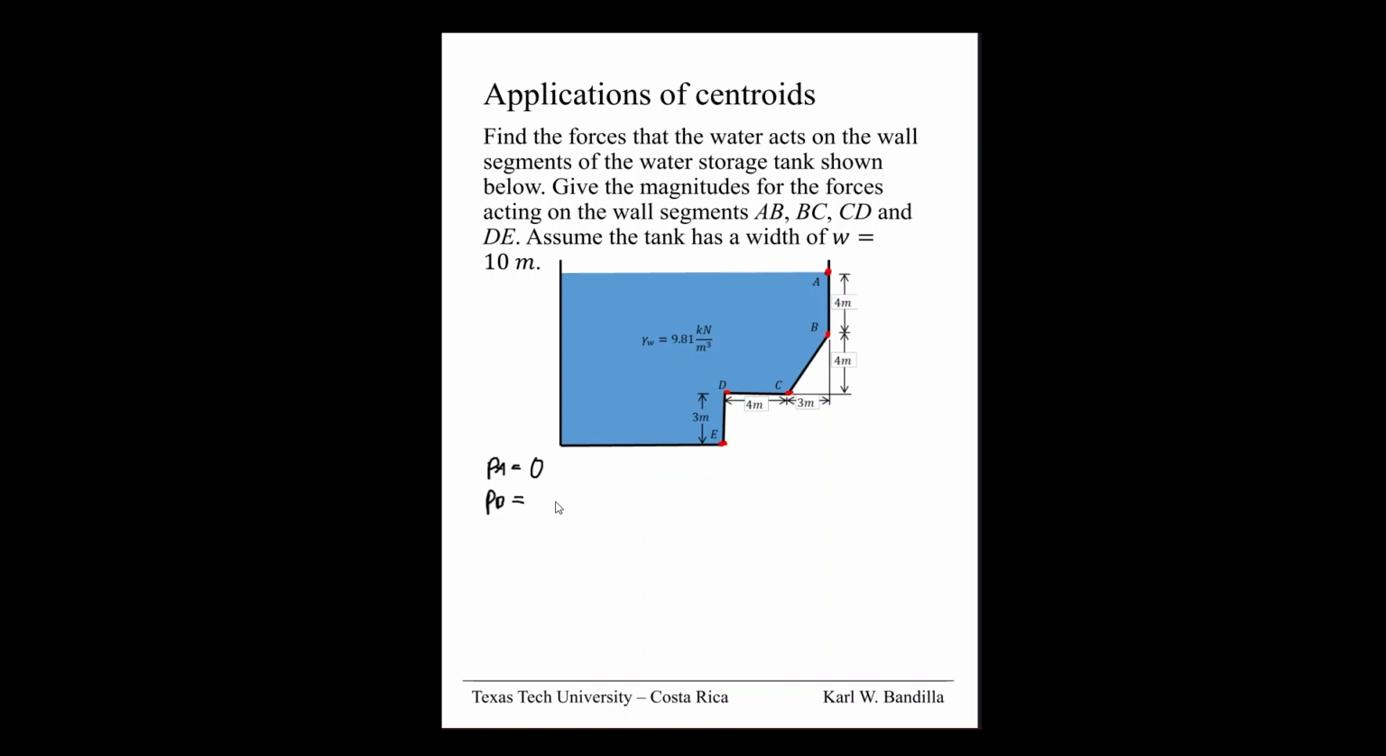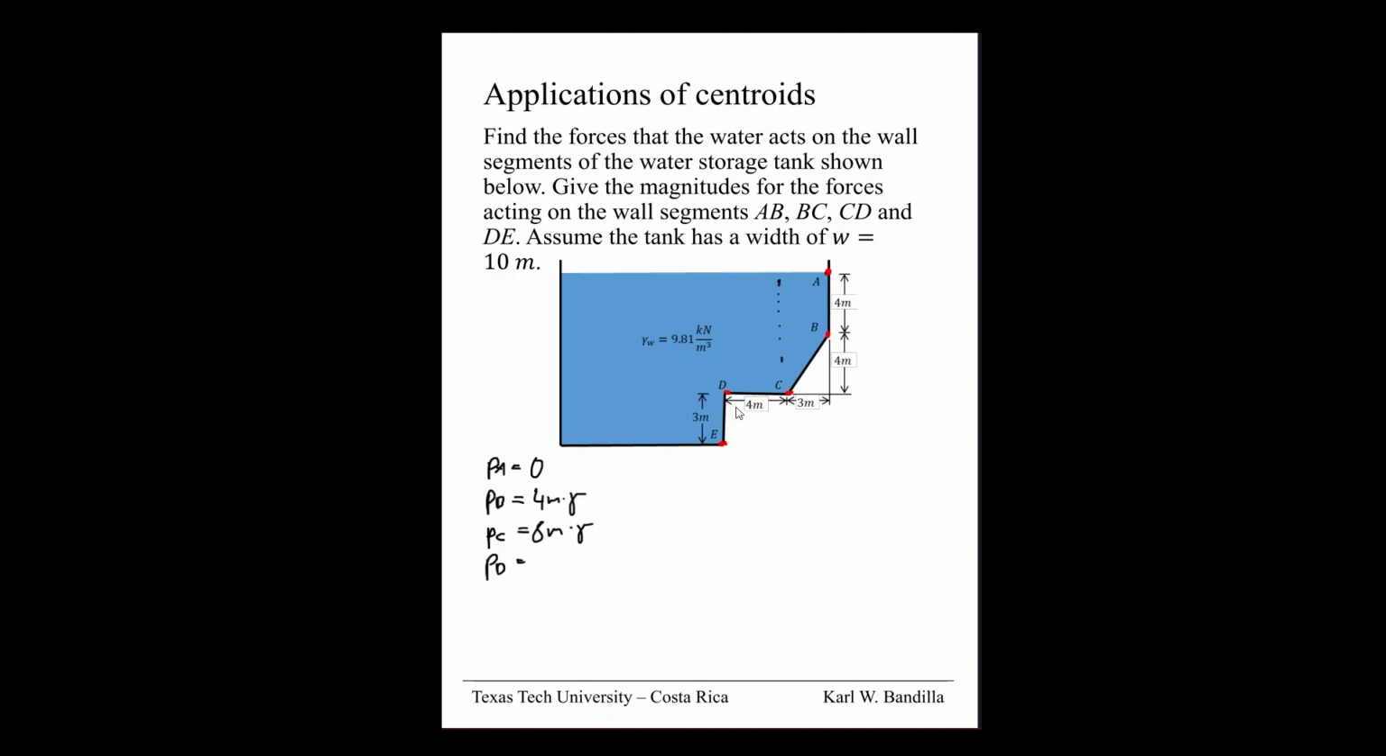PB, now I'm 4 meters deep, so it'll be 4 meters times gamma. Maybe we'll just leave it as that. PC is then what? It's all the way down here. It doesn't matter that it's not vertically under this, it's still 4 meters deep. If I look here, then that's 8 meters, 4 plus 4, so 8 meters times gamma.